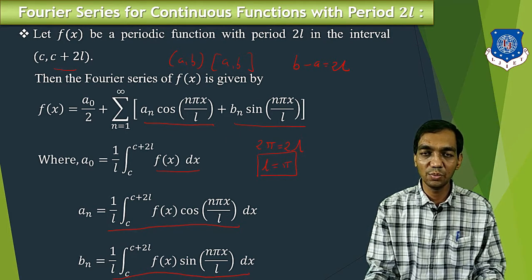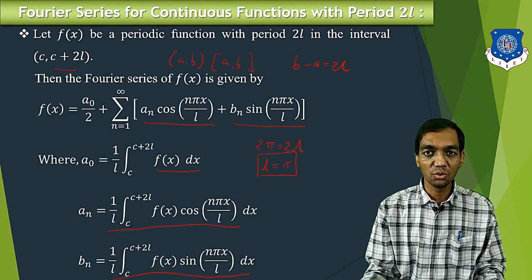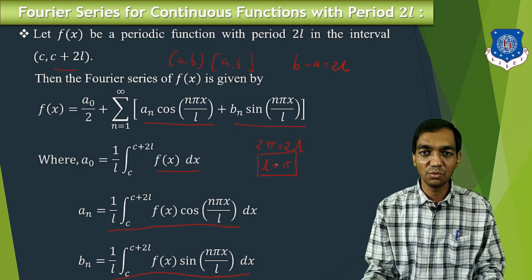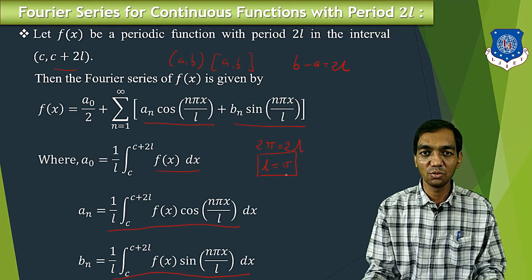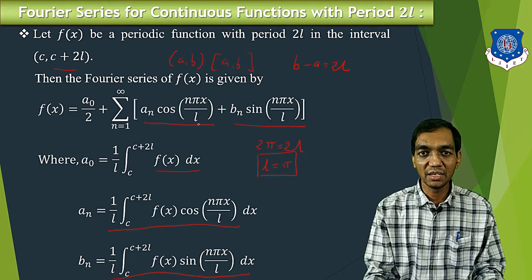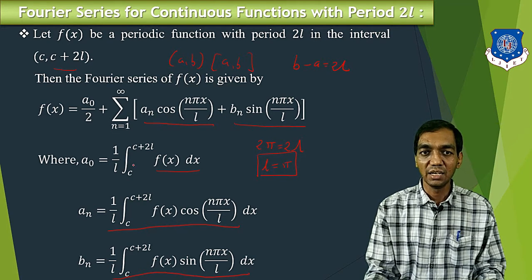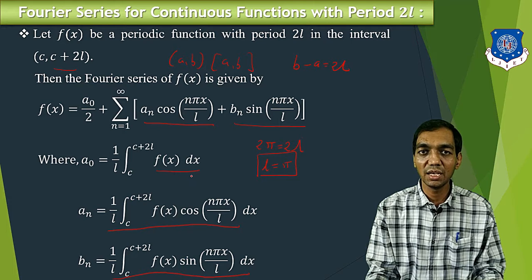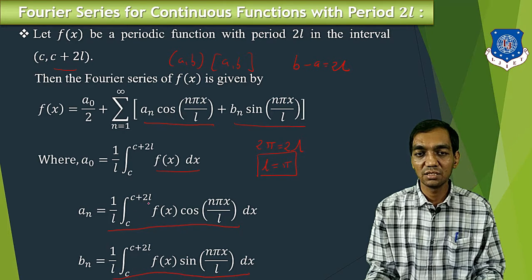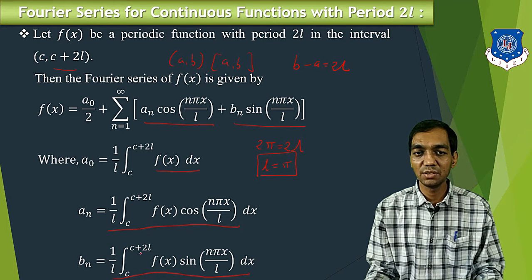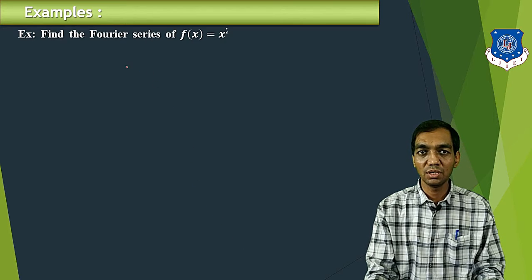Here we are starting with a 2 pi periodic function, so b minus a is 2 pi, and that gives 2L is equal to 2 pi, so L is equal to pi. Now if we put L is equal to pi here, then pi will cancel out, and the integrals reduce to the form an cos nx plus bn sin nx. Here a0 is 1 upon pi integration c to c plus 2 pi f(x) dx, an is 1 upon pi integration c to c plus 2 pi f(x) cos nx dx, and bn will be 1 upon pi integration c to c plus 2 pi f(x) sin nx dx. Okay.